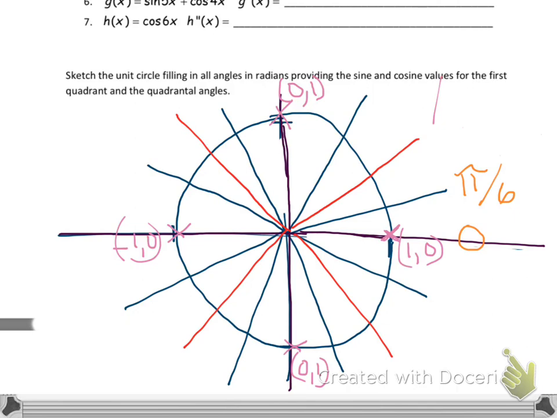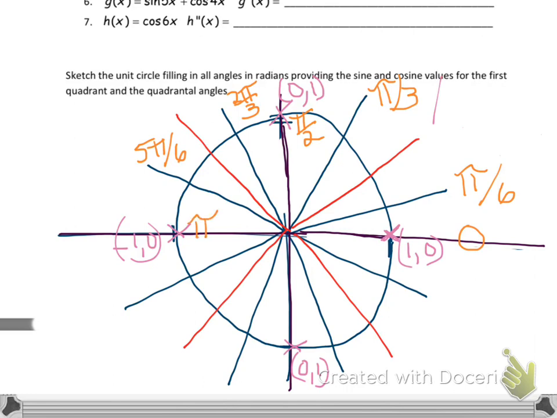So I have 1 pi over 6, 2 pi over 6, which reduces to pi over 3. 3 pi over 6, which reduces to pi over 2. 4 pi over 6, which reduces to 2 pi over 3. And then skip. So I did 4. Now I have 5 pi over 6. 6 pi over 6, which reduces to pi.